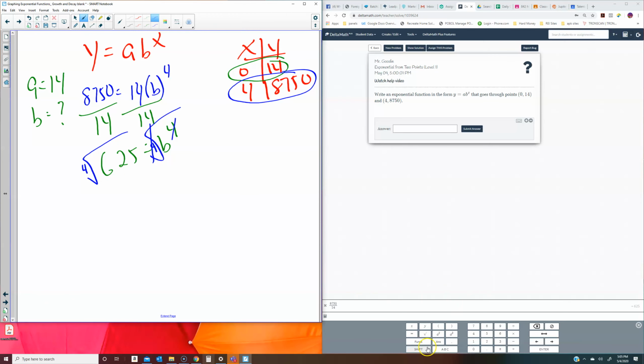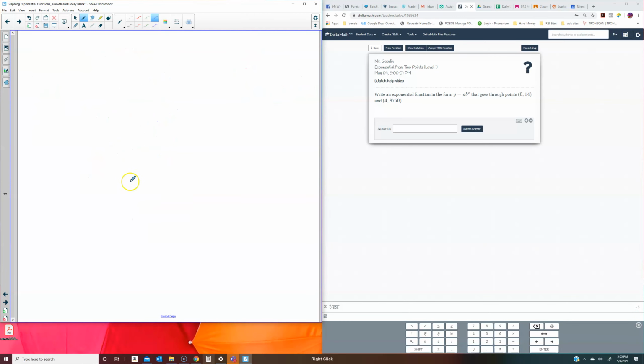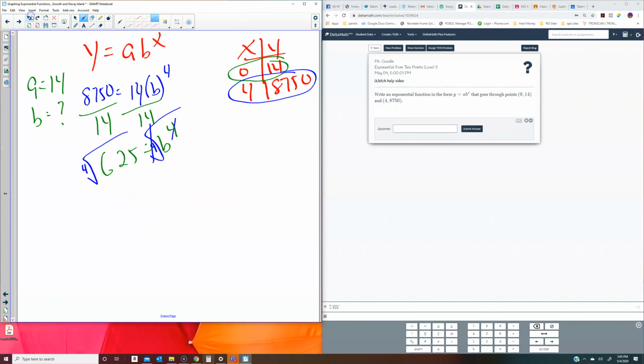I'm going to see if I can do it over here. Let me see. Shift right here. As you can see, it has this n right here. So we do 4th root, and we go over and put 625. I'm all the way down here, guys, by the way. Press enter, and you can see it's 5. So the 4th root of 625 would be 5. So we wind up with b equaling 5.